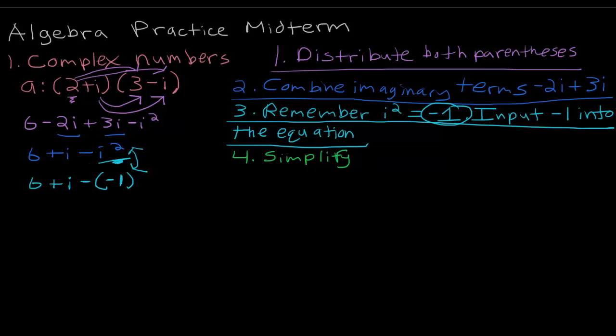And the last step, step 4, we just want to go ahead and simplify. So we have 6 plus 1, because minus a negative, 2 negatives, you have to make them positive, so you end up with 7 plus i.